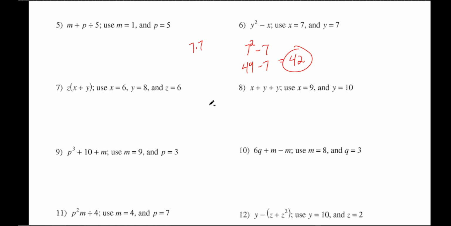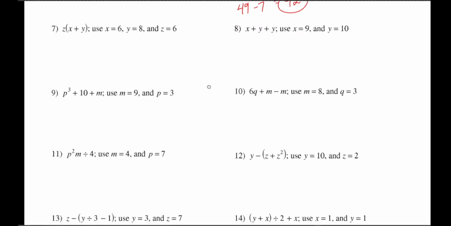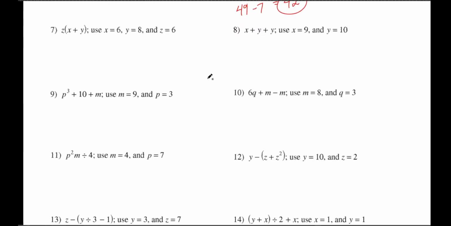Okay. Let's do another one. Let's do this one with parentheses, okay? So here we go. We got to figure out what that's equal to. I have no idea what that's equal to unless I know what x, y, and z are, right? But they tell me x, y, and z, so that was nice. They tell me x, they tell me y, they tell me z. So all I'm doing is taking the 6, putting it in for the x, the 8, putting it in for the y, and the 6, putting it in for the z.